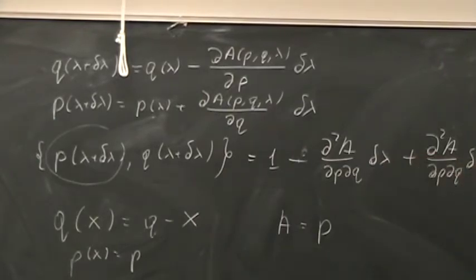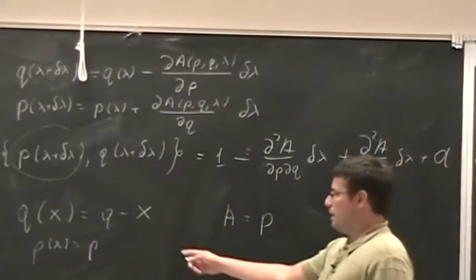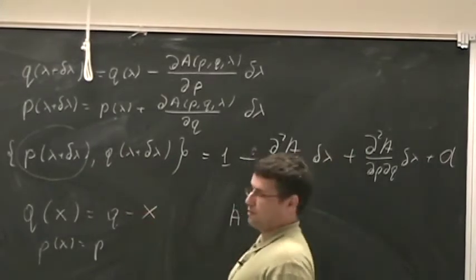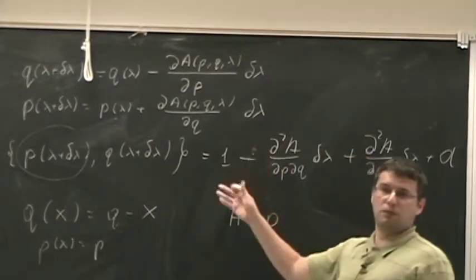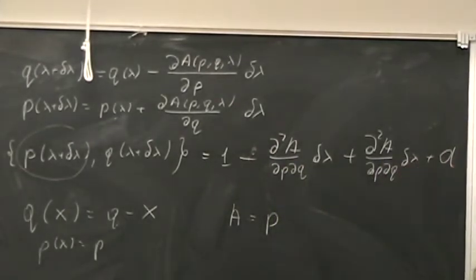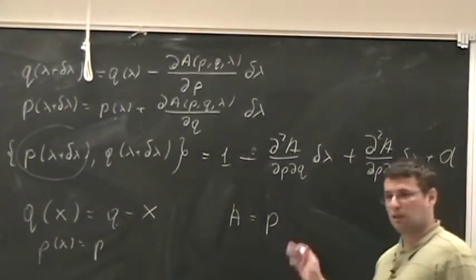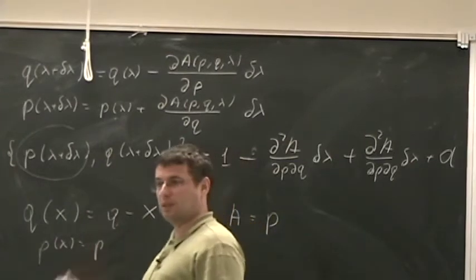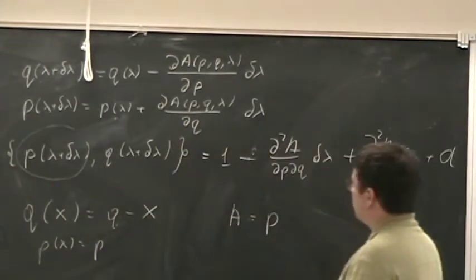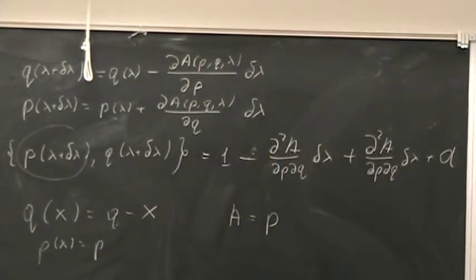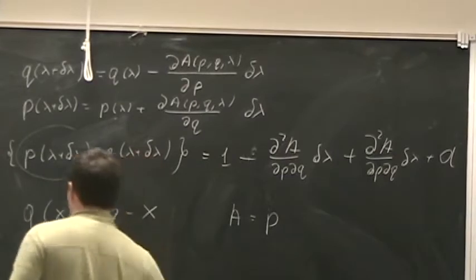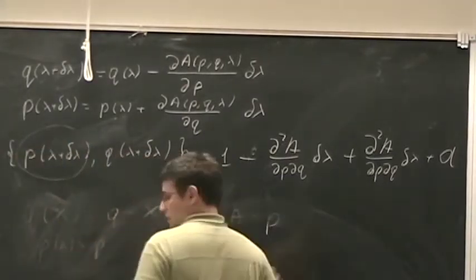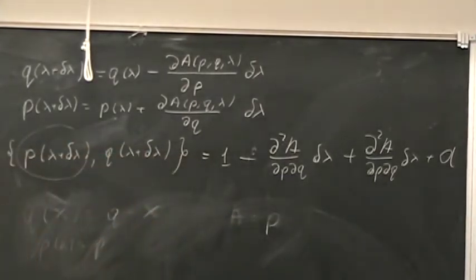As an optional exercise, I'll leave you to check that if I want to make a canonical transformation which is a rotation around, say, the z-axis, then my A will be just the angular momentum with respect to the z-axis. So these A's are generators of translations. And now you're probably not surprised that the generator of translations in time is the Hamiltonian. That's what we want. And indeed, this is the case. If we write our Hamiltonian equations of motion, I'll have to check signs.